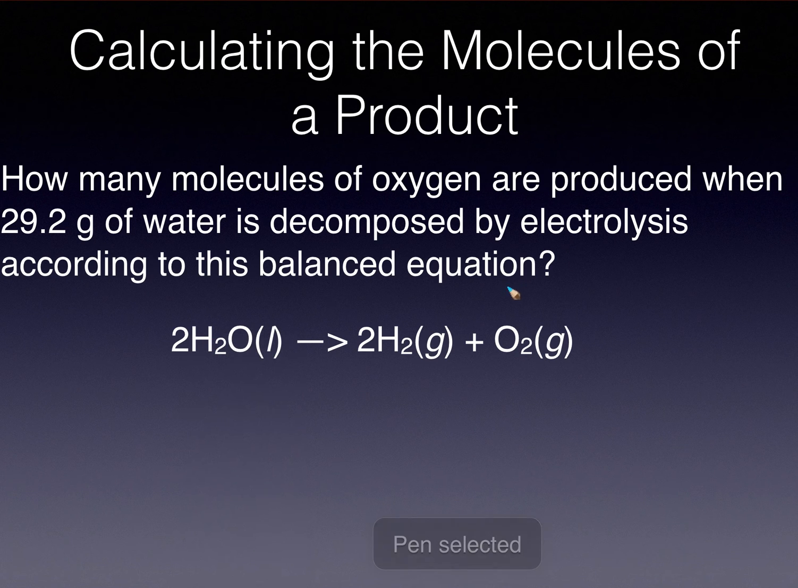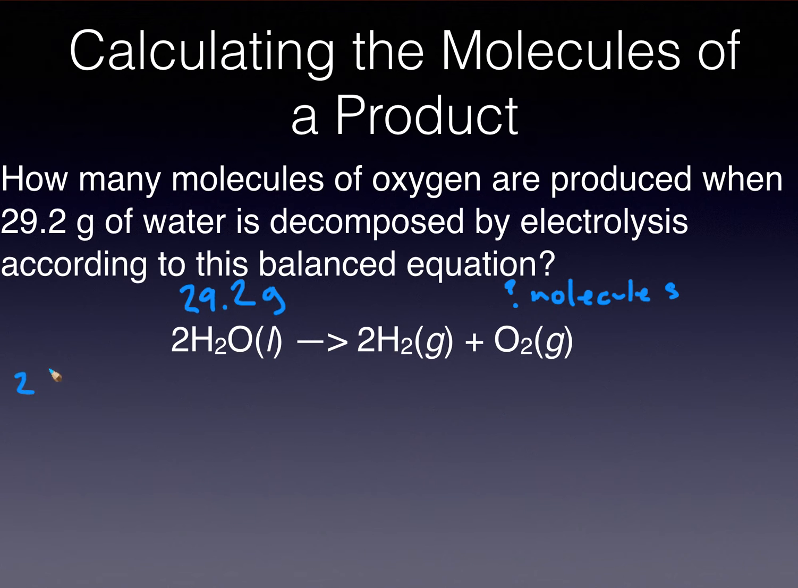So we'll put question mark molecules above are produced when we have 29.2 grams of water is decomposed by electrolysis according to this balanced equation. So we start with what we know, and we know we have 29.2 grams of H2O. Now remember from last video, you can't go straight from grams of something to your mole ratio, so you need to go from grams to moles.